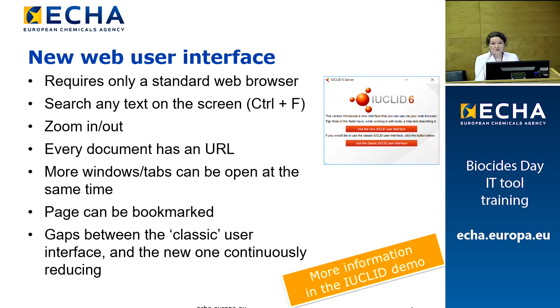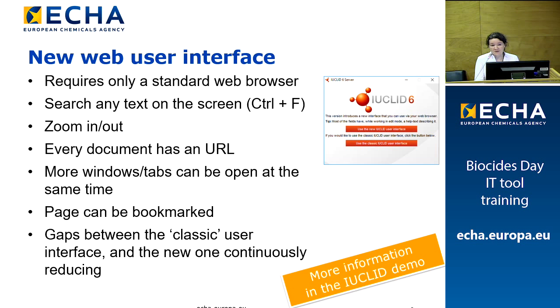You can search any text on the screen by using Ctrl F. Like in all browsers, you can zoom in and zoom out. Every document has an URL, which makes the sharing of the documents very easy. You can open more windows and tabs at the same time, so it is easier to navigate. For example, in one tab you can have a product, in another tab the substance. Page can be bookmarked, so you can easily come back to the place where you finished your work.